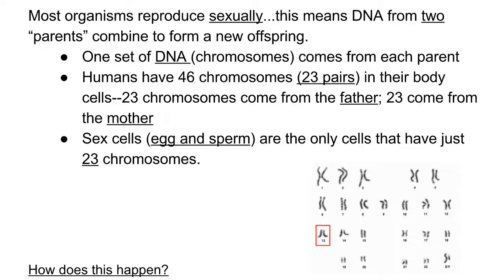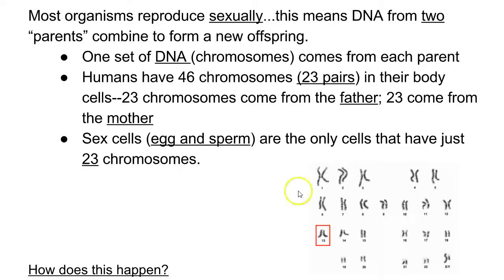Alright, when you reproduce sexually, one set of DNA, or chromosomes, comes from each parent. Humans have a total of 46 chromosomes, or 23 pairs, in your body cells. So in most of your body cells, you're going to have 46 chromosomes total: 23 came from your father, 23 came from your mother. Sex cells are the only cells in your body, and in a human, that's the egg and the sperm, that just have 23 chromosomes. So when sex cells are created by your body, it automatically only takes half of the DNA.